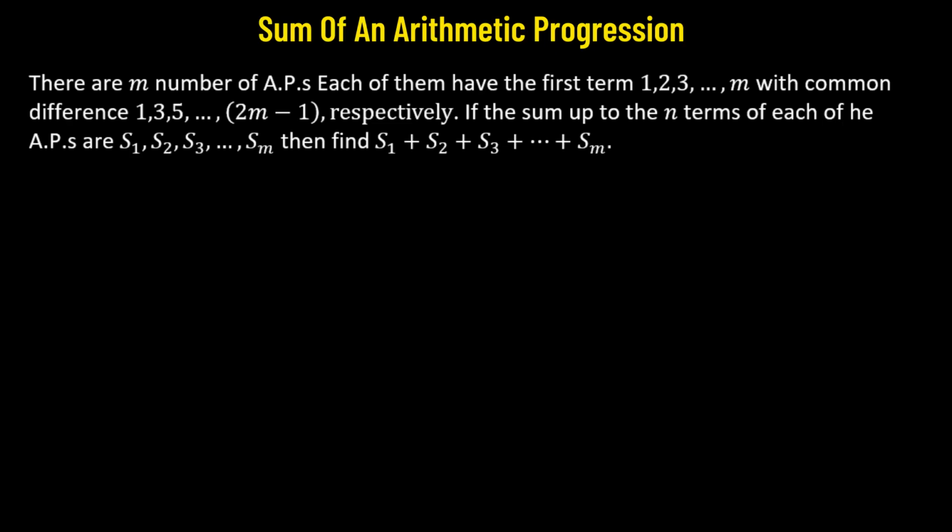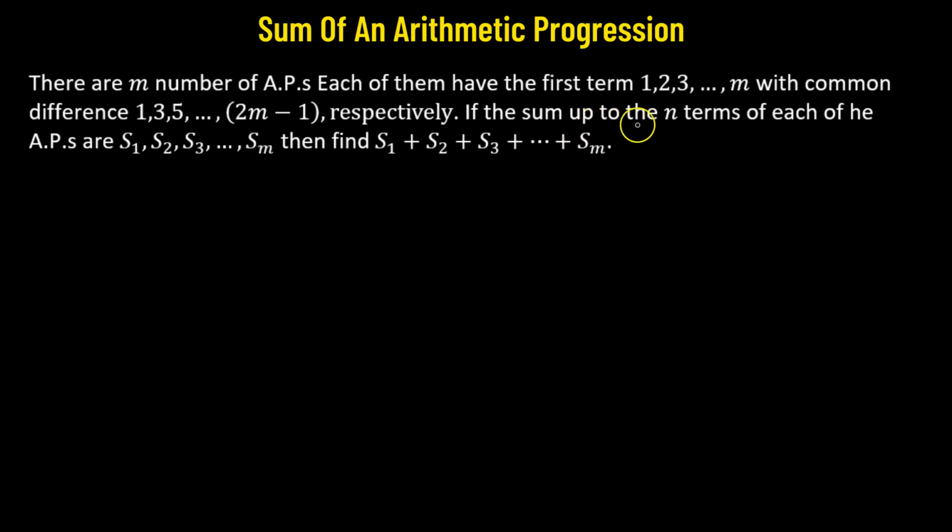So in this problem, we have m number of arithmetic progressions. Each of the arithmetic progressions has its first term given by 1, 2, 3, and the mth term will have the value m. Also, the common differences are provided. The common difference of the first AP is 1. The second arithmetic progression has a common difference of 3, and so on. The mth AP has a common difference of 2m minus 1.